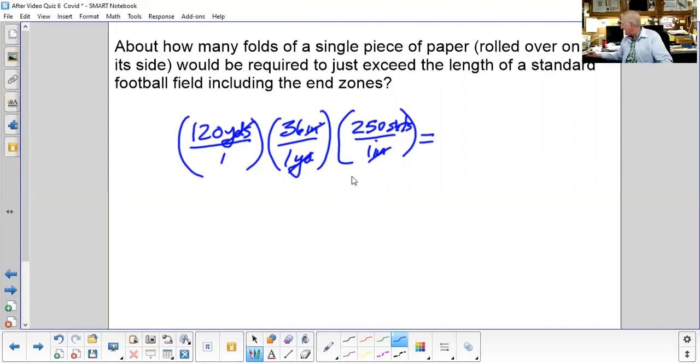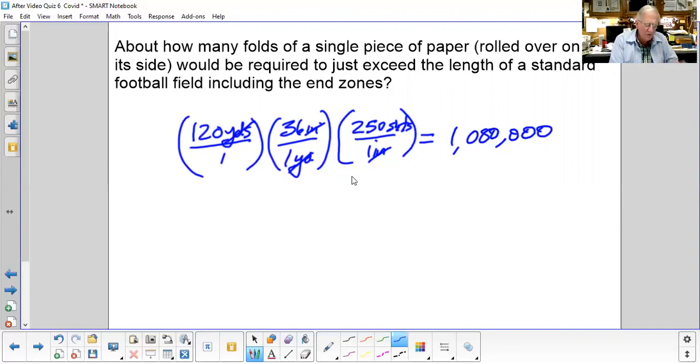So I'm going to turn and use my calculator back here. I'm going to multiply 120 times 36 times 250. When I do, it looks like 1,080,000 sheets of paper. Now, if you did this on your calculator while I was doing it, you want to make sure I haven't messed up and I got the right answer, and it appears I did.